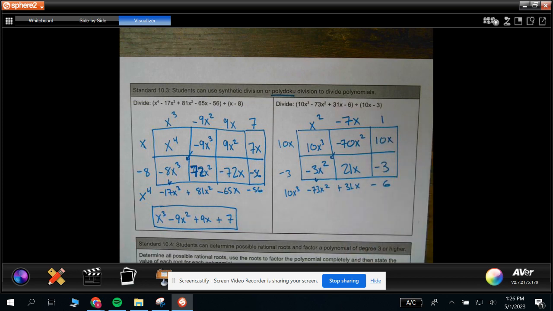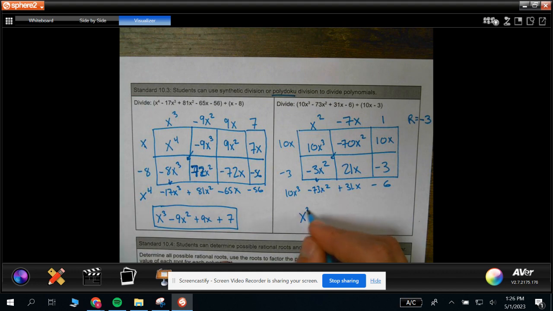Negative 3. Now here's the problem. These two are not the same. That means I have a remainder. Well, how do I go from negative 3 to negative 6? What more do I need to add or subtract? To go from negative 3 to negative 6, I need to subtract 3, because negative 3 minus 3 is negative 6. So my final answer here is x squared minus 7x plus 1.